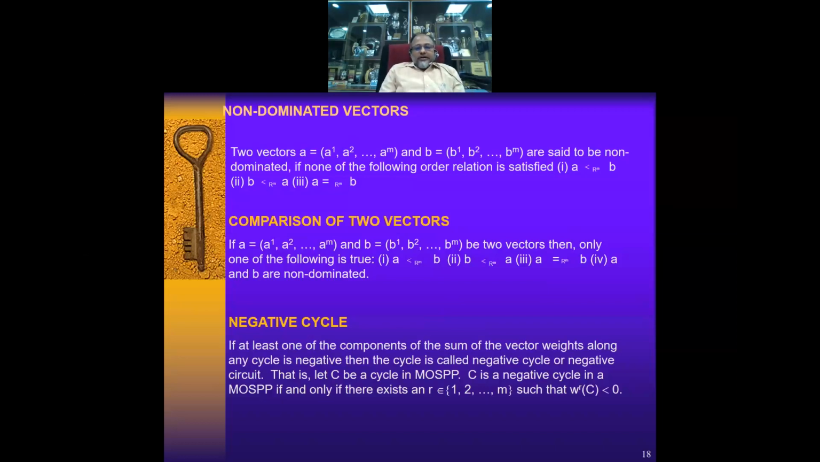Only one of the following is true. So here it is not the law of trichotomy. Only one of the following is true: either A dominates B, or B dominates A, or A is equal to B, or A and B are non-dominated. So there are four categories. This is the comparison of two vectors.